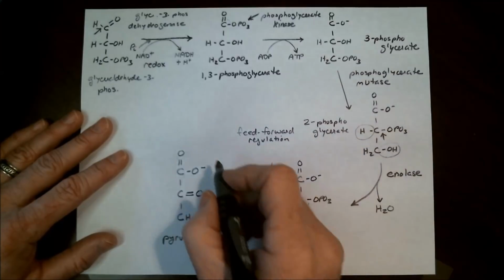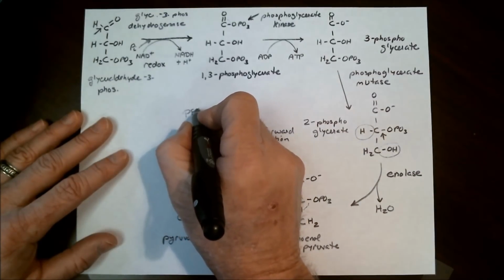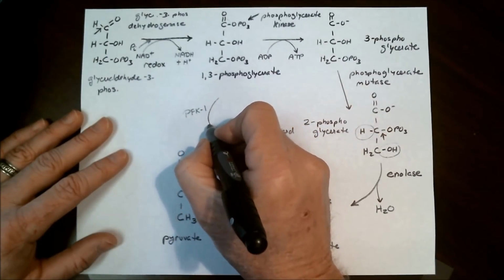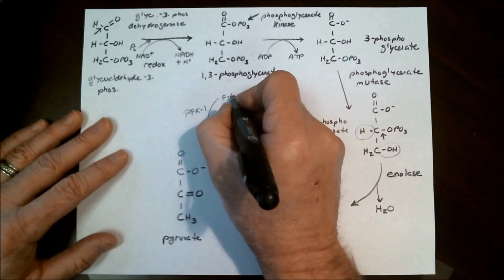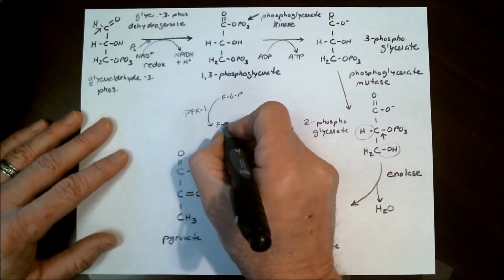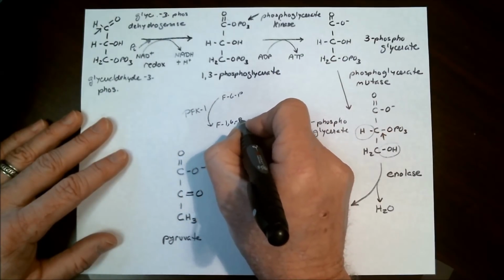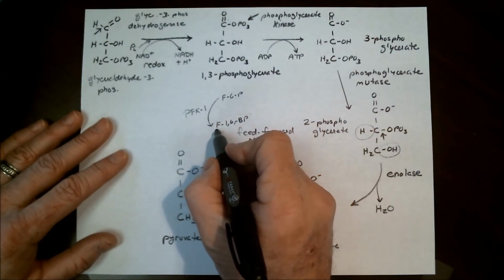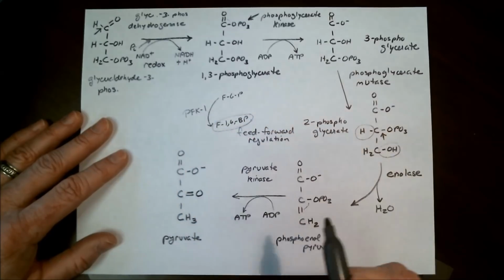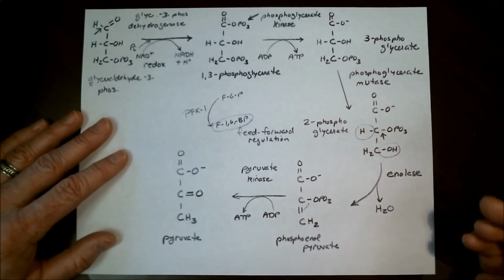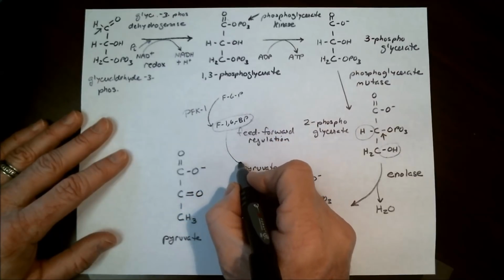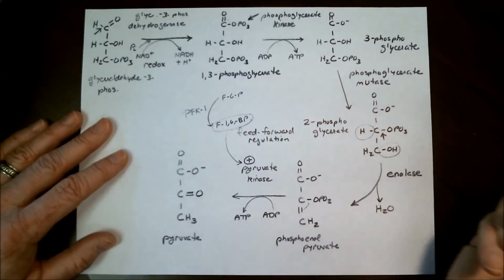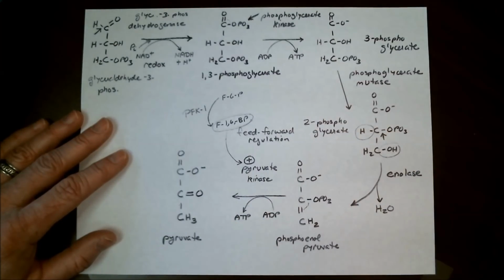Recall the product of PFK1. Back in the preparative phase of glycolysis, this enzyme is converting fructose 6-phosphate into fructose 1,6-bisphosphate. This product of the PFK1 reaction, of course, is a substrate for aldolase, but it's also an allosteric activator of pyruvate kinase. Now, why is this important?